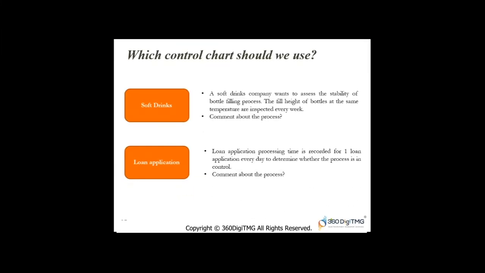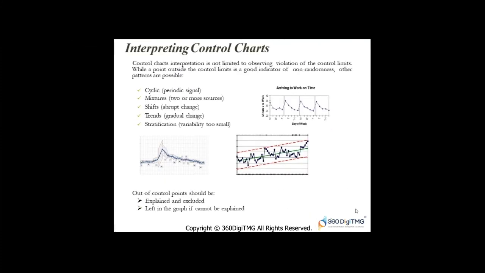What are the various trends that you need to look into when it comes to your control charts, interpreting the control charts? Let us understand those now. Control charts interpretation is not limited to observing violation of the control limits only, right? While a point outside the control limit is a good indicator of non-randomness, other patterns are possible also.